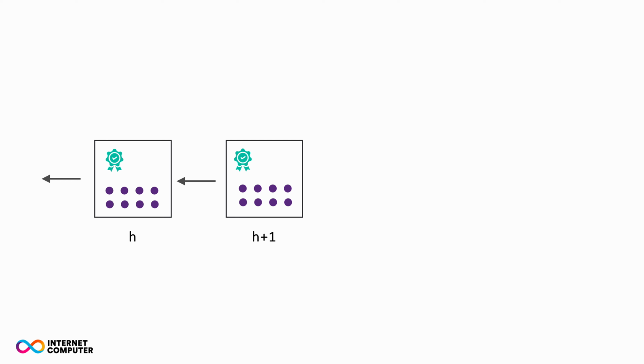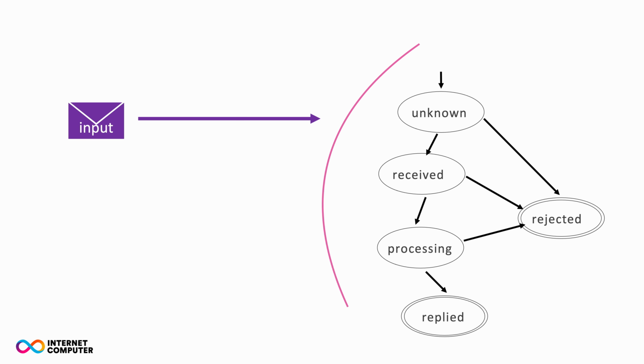To achieve this, consensus adds the highest height for which a node has a valid state certificate. Other nodes consider a block valid only if the node's locally available certified height exceeds the certified height in the block. We've now seen how a message goes through the Internet Computer Protocol and how a user can trust responses from the Internet Computer. However, there is a small problem due to asynchrony.